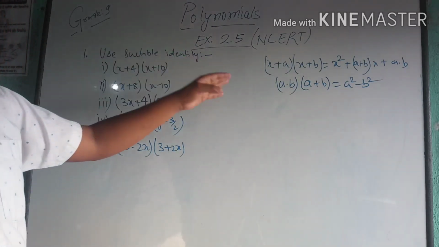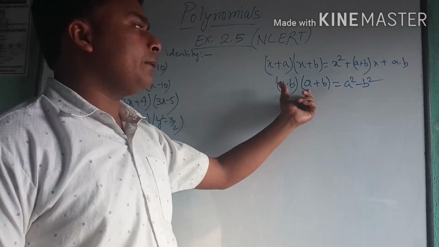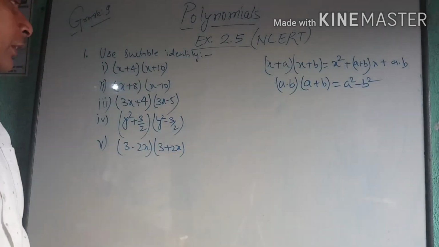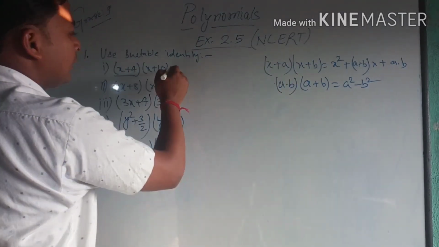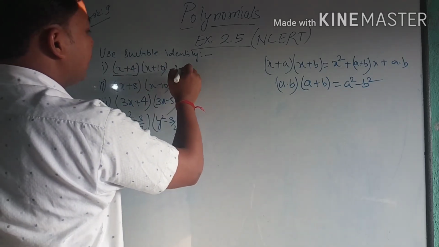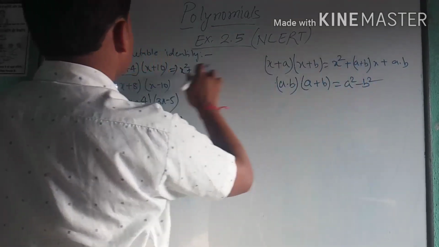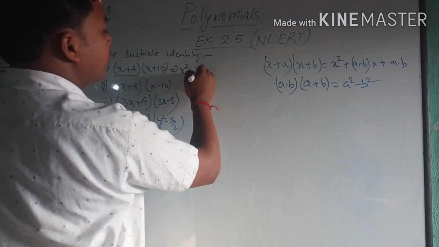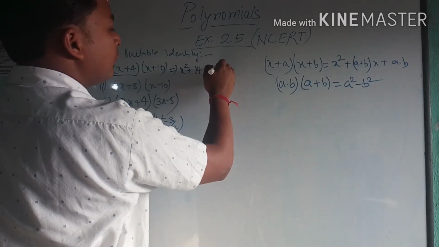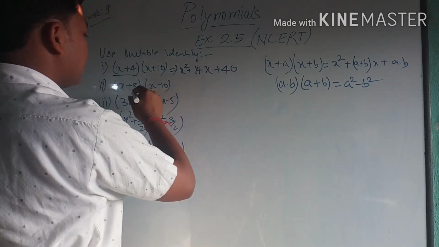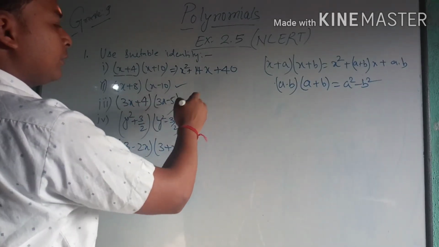And I have written both the identities of the product: x plus a into x plus b, and a minus b into a plus b. So it will go according to this identity. Simply, if I am solving this part, we can say x square plus a plus b, it means 4 plus 10, that is 14x, and the last part will be 10 into 4, that is equal to 40. Similar to that first one, 3x plus 4, 3x minus 4, similar to this one.